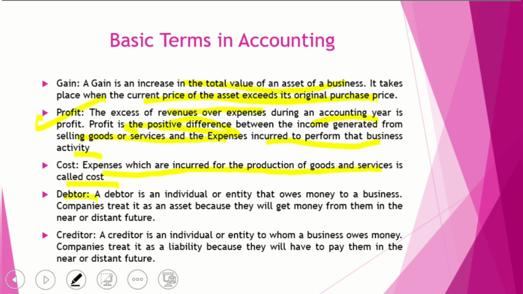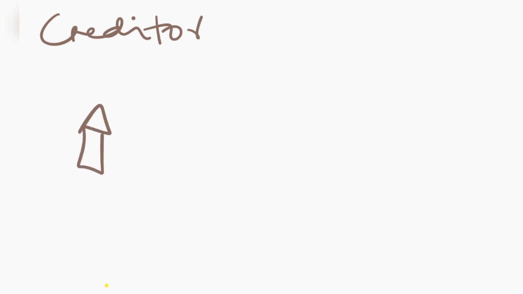Now debtor and creditor, let us again go back to our example and understand. Who are creditors and debtors? First, a creditor is somebody from whom we have purchased goods on credit. Let us take the example of Vidya again, her clothing business. Her clothing business has taken goods on credit.